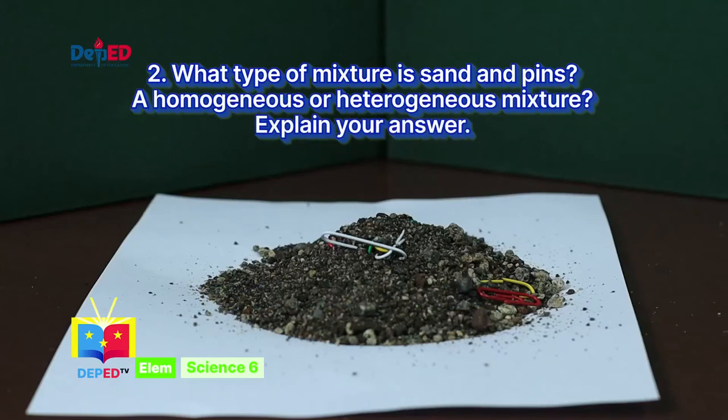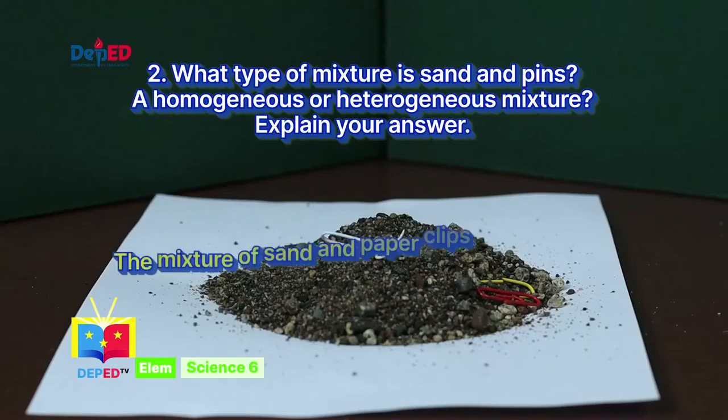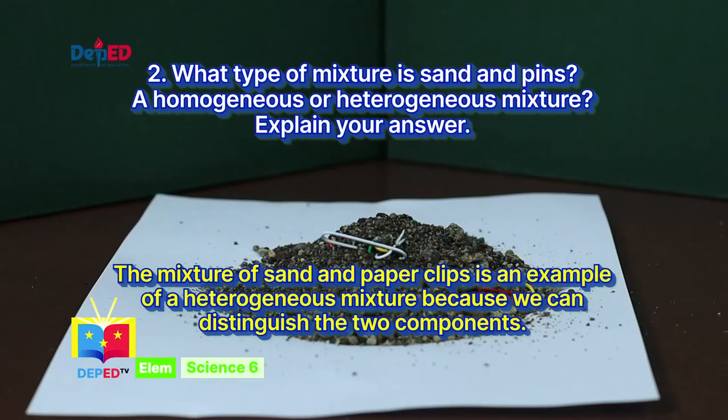Number 2. What type of mixture is sand and paper clips? A homogeneous or heterogeneous mixture? Explain your answer. Very good! The mixture of sand and paper clips is an example of a heterogeneous mixture because we can distinguish the two components.